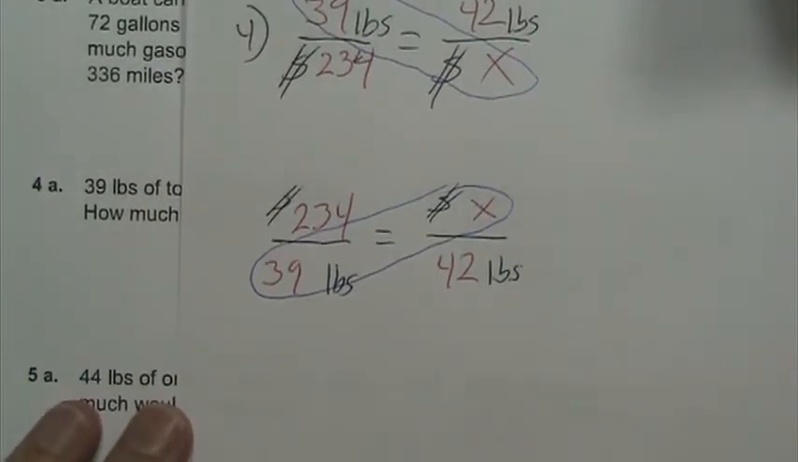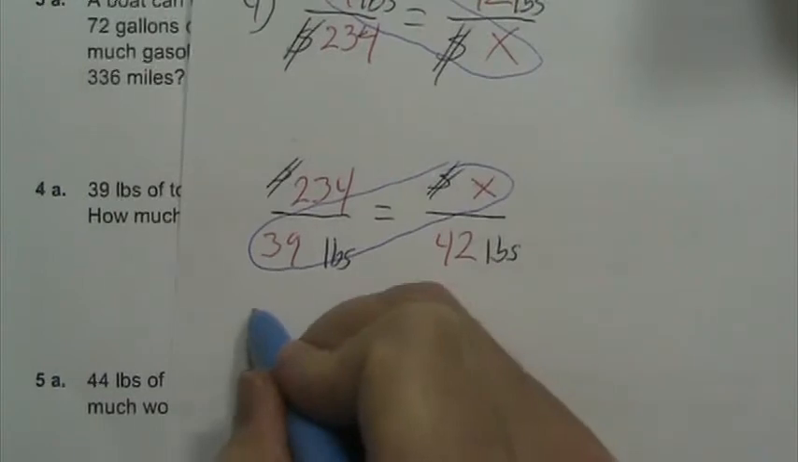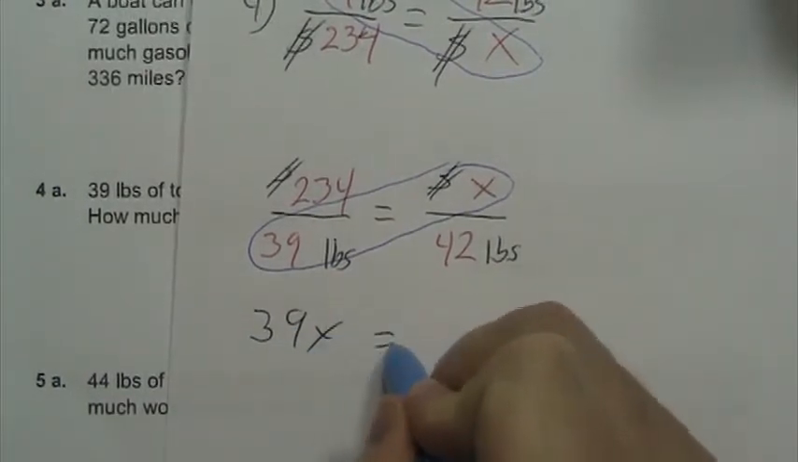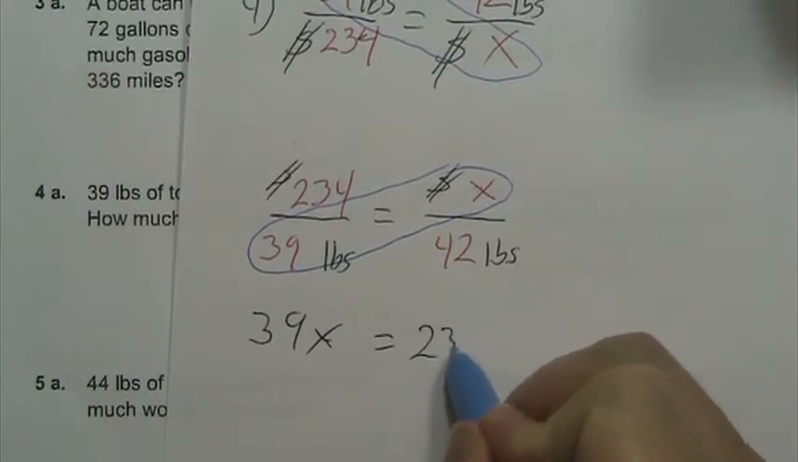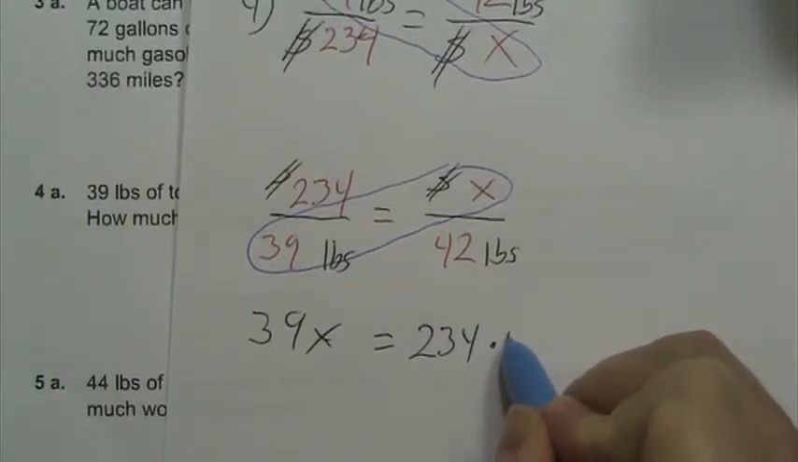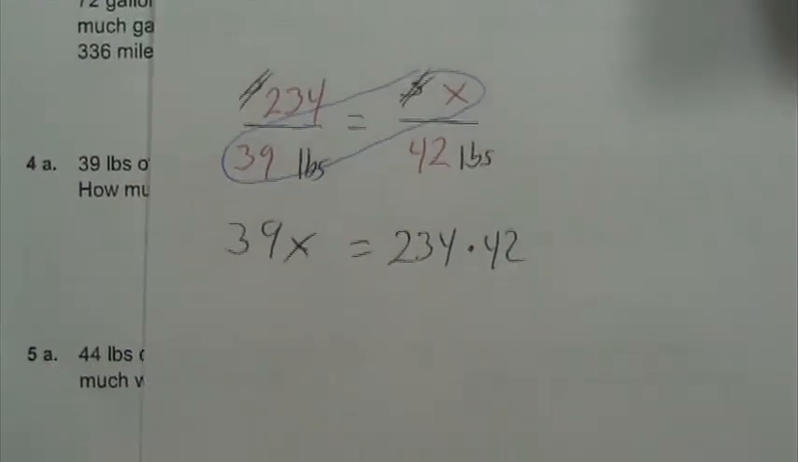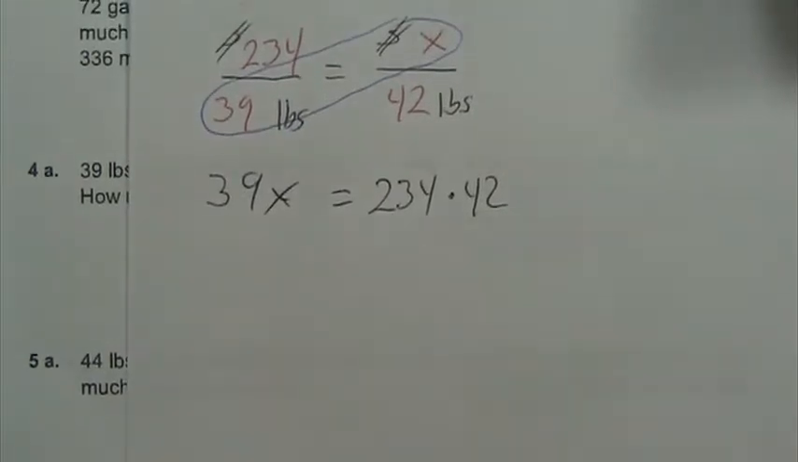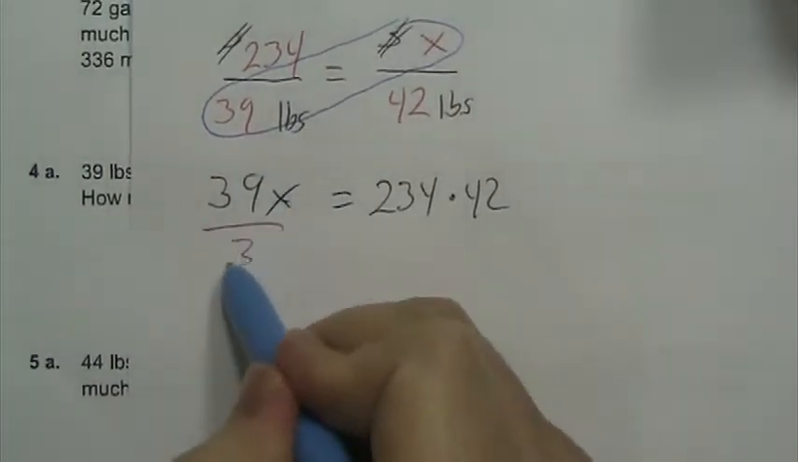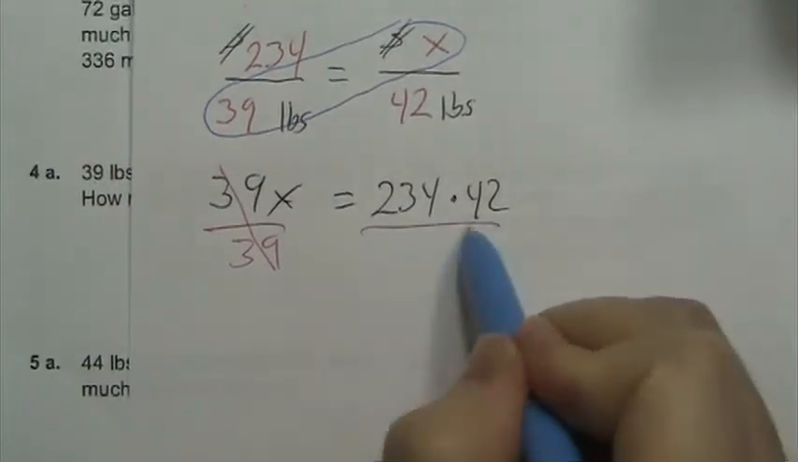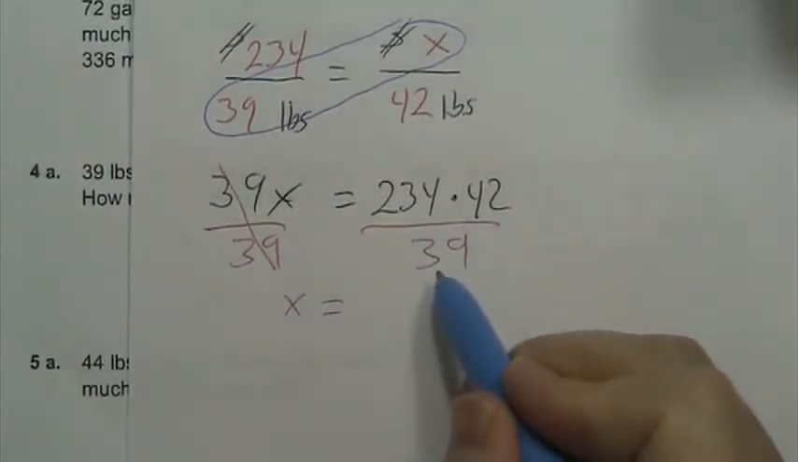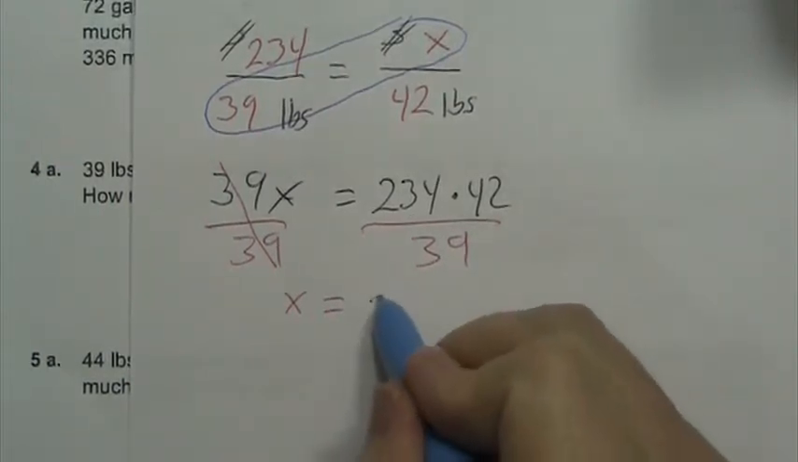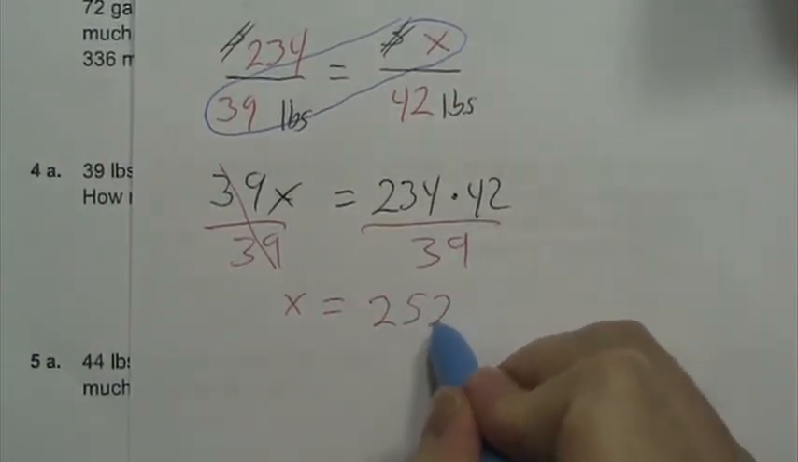So you will end up with 39x equals, and then these two, 234 times 42. See, it'll all come out the same. Divide by 39, that's gone. Divide by 39, total this up, and you should end up with 252.